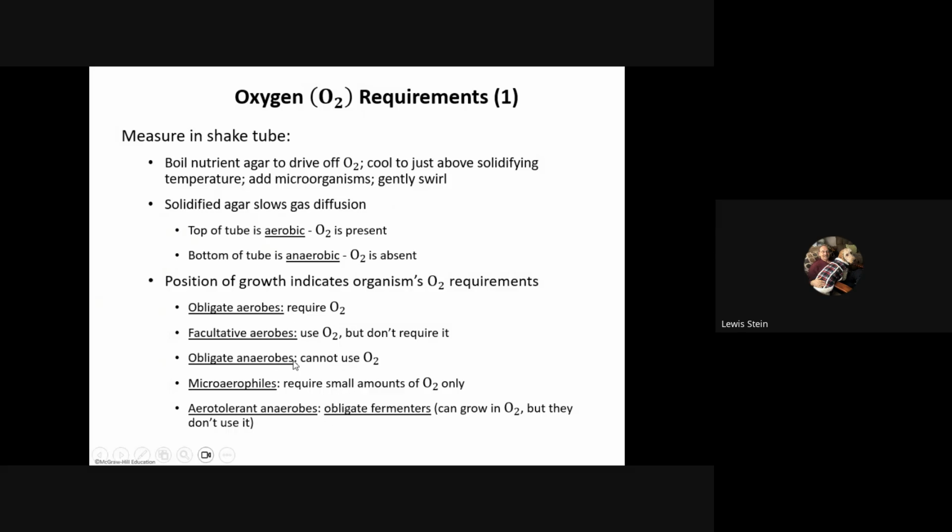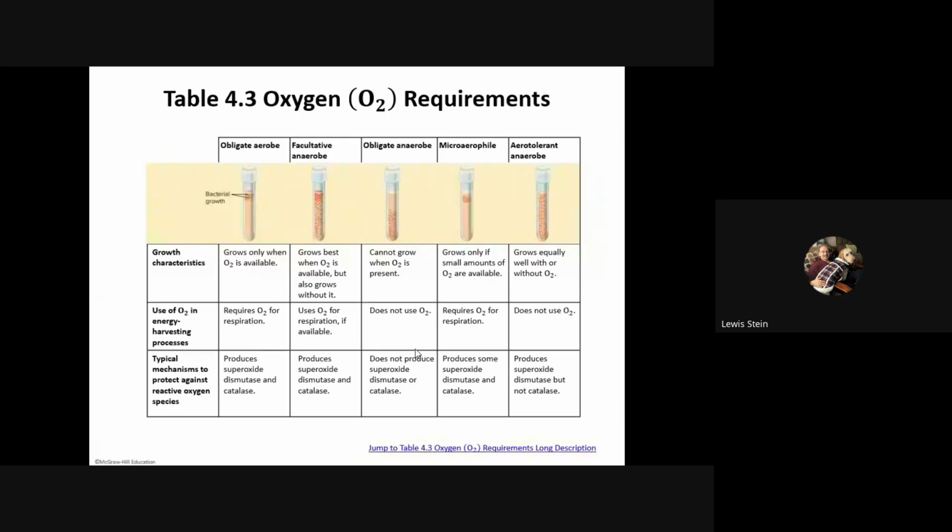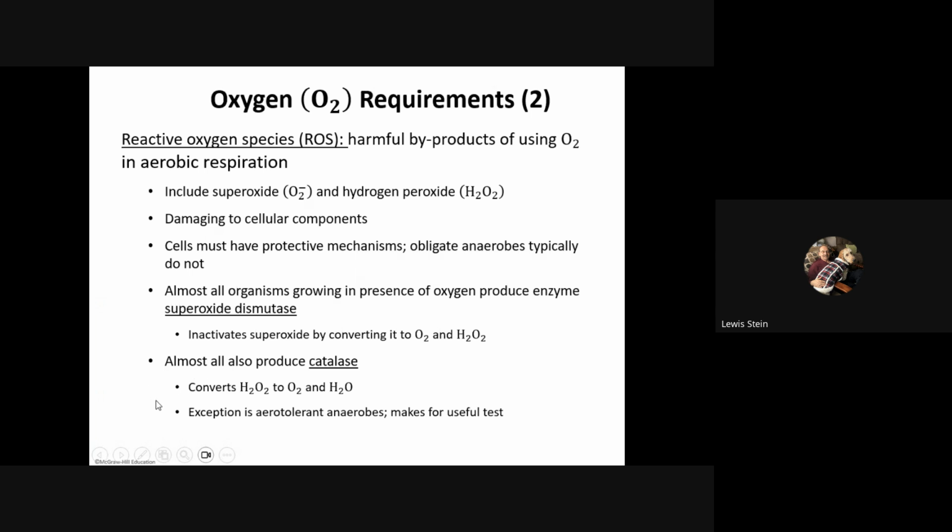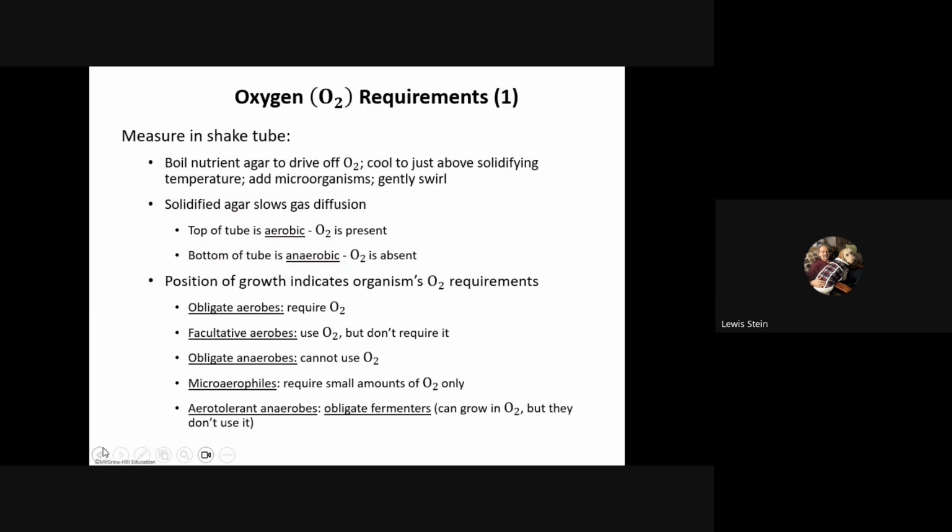When you see things, remember them. Oh, not done yet. Backing up. And so you see the tubes that are there. Aerotolerant, they don't need oxygen. They don't use it. But because of oxygen around, they have to be able to deal with it. So we call them obligate fermenters.